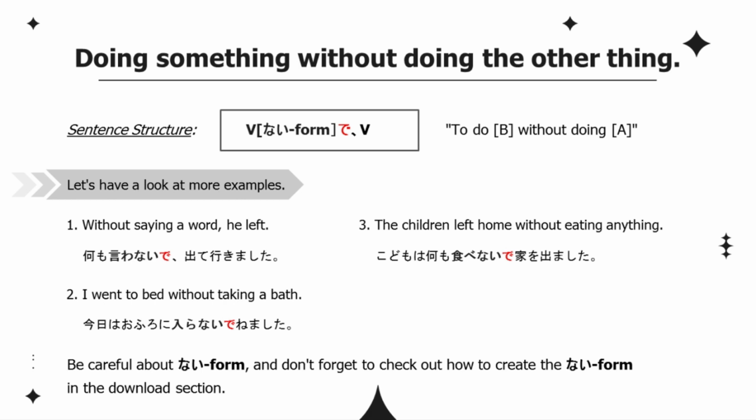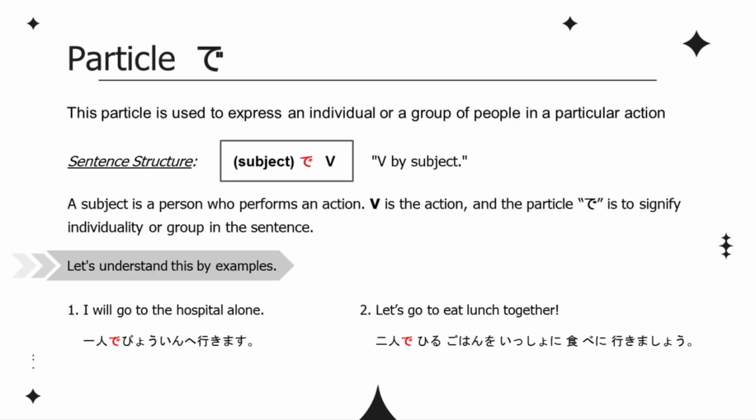Be careful about nai form, and don't forget to check out how to create the nai form in the download section. Particle de. This particle is used to express an individual or a group of people in a particular action. Formation: it is another usage of the particle de. Subject plus de plus verb. A subject is a person who performs an action. V is the action, and the particle de is to signify individuality or group in the sentence.